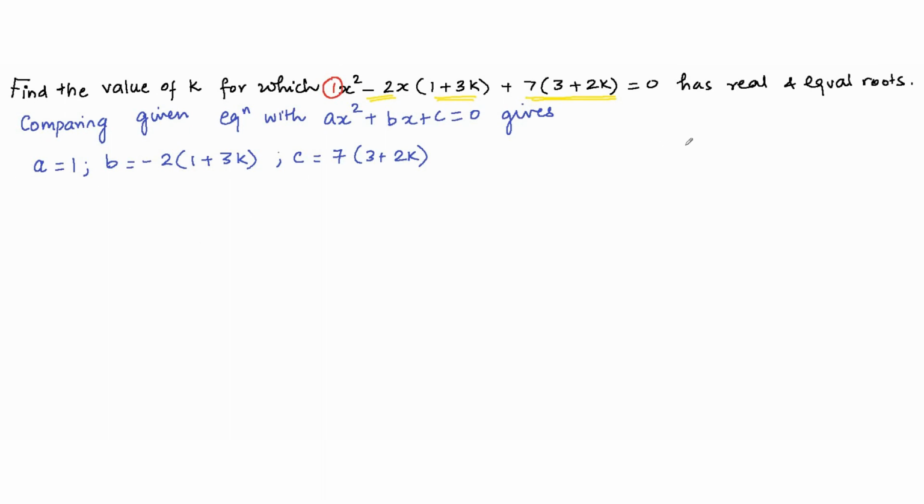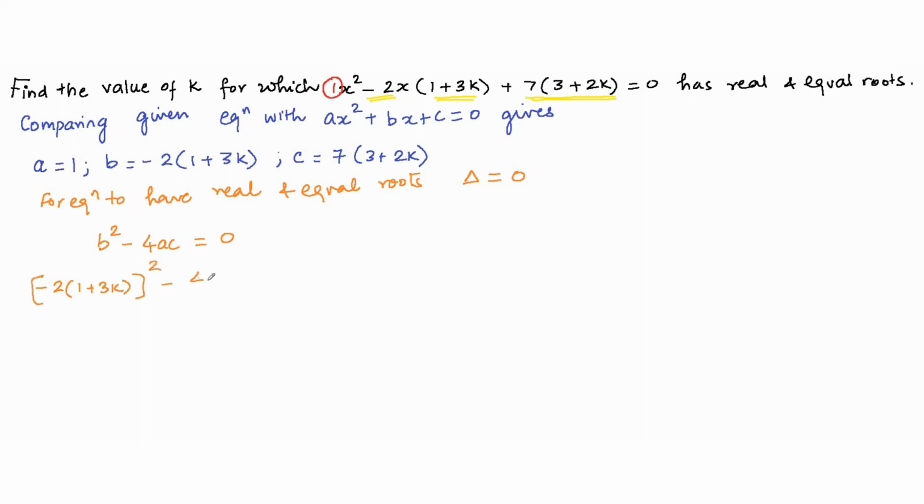Therefore, for the given equation to have real and equal roots, I will say that discriminant should be equal to 0. So what is the discriminant? The discriminant is b square minus 4ac. This should be equal to 0. So what is b? b is negative 2 times (1 plus 3k) the whole square minus 4 times a times c, that's 7 times (3 plus 2k). This should be equal to 0.